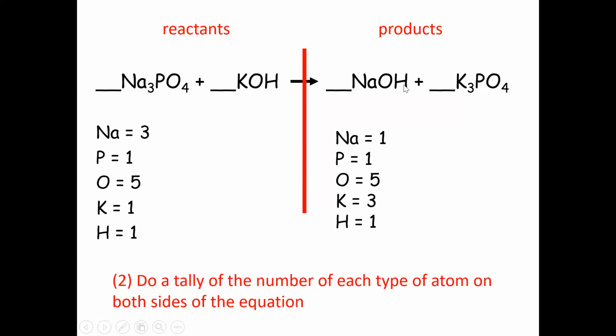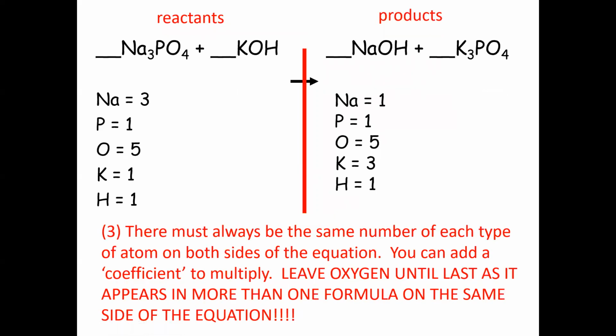So now you're going to have to add your coefficients. So first of all, I'm going to add a 3 to sodium hydroxide. That means I've now got 3 sodiums, but because of that big 3 there, I've also got 3 times the amount of oxygen here. So 3 oxygens plus the 4 oxygens there, I now have 7 oxygens. And because that's 3, I've now got 3 times as many hydrogens, so I've also got 3 hydrogens.